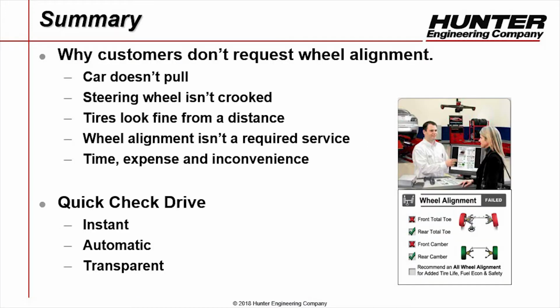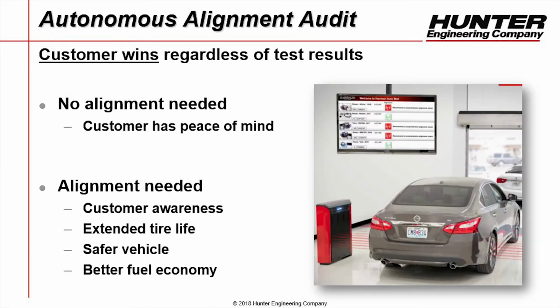To summarize, many customers will not request a wheel alignment. They'll think to themselves, the car doesn't pull, the steering wheel isn't crooked, and the tires look fine from a distance. They might think that wheel alignment is not a required service, and it's too time-consuming, expensive, and inconvenient to schedule. But Quick Check Drive is instant, automatic, and transparent. It allows customers to see their vehicle being tested, see the results real time, and transparently, so they know that their car is tested, those are their results, and you can communicate the benefits of an alignment to them within seconds.